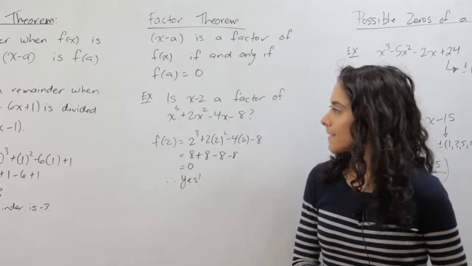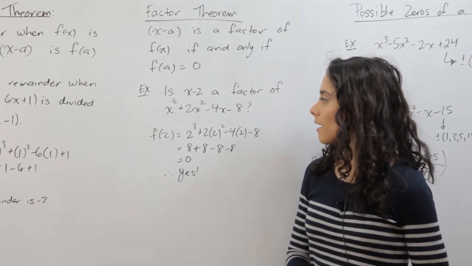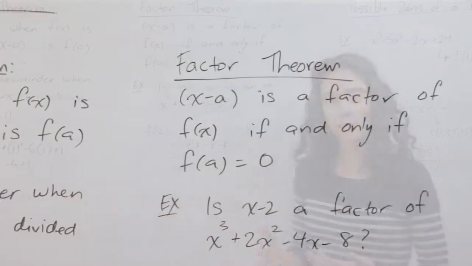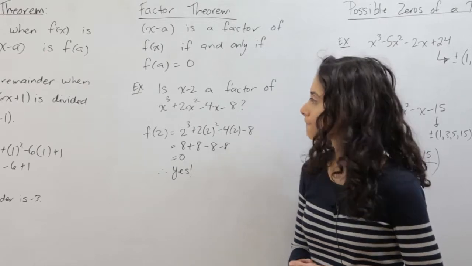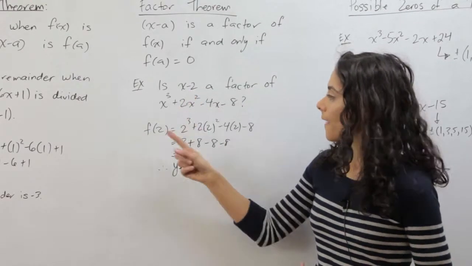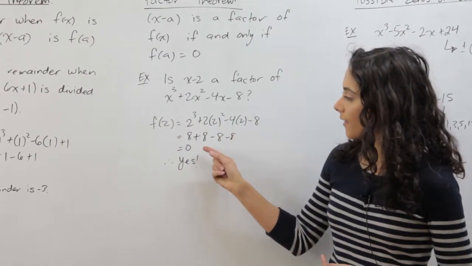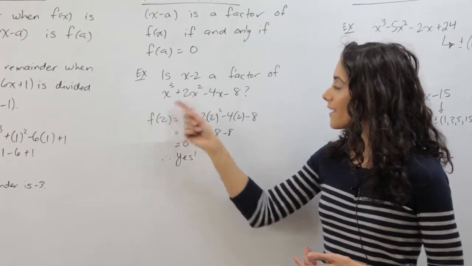So the question, is x minus 2 a factor of x cubed plus 2x squared minus 4x minus 8? We're not going to go ahead and do long or synthetic division, much faster to simply take the 0 that goes with this binomial factor and plug it in. So 2 is what makes this 0, and that's what we're plugging in here into x. If you do that and simplify, we get 0, and by the factor theorem, x minus 2 is a factor of this polynomial.